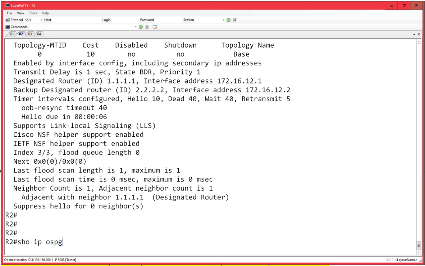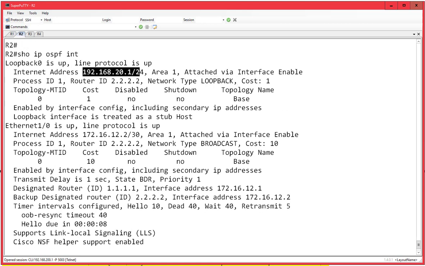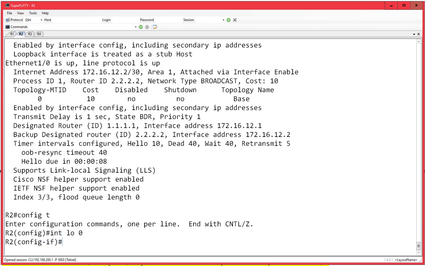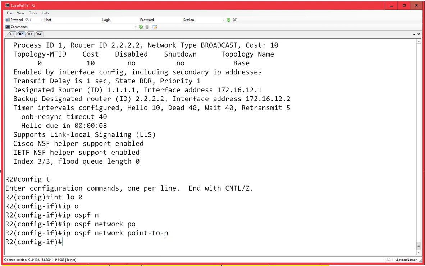Show IP OSPF interface. You look at the network type on the loopback, which has the 20.1 address, and it shows up as loopback. For some reason, OSPF doesn't do that with the secondary addresses. It only does that with the primary address, where it advertises it as a /32. So I'm going to come in here and go into interface loopback 0, IP OSPF network type point to point.